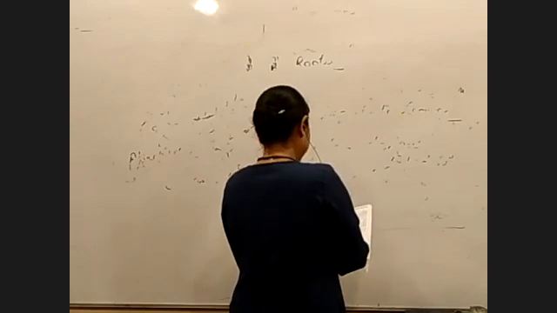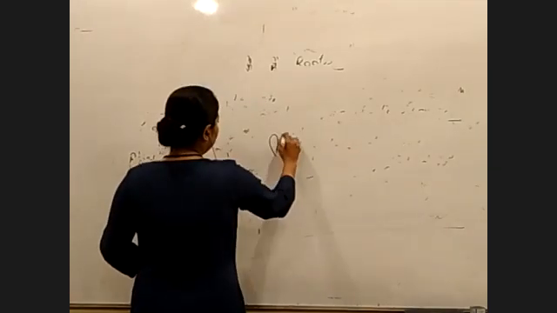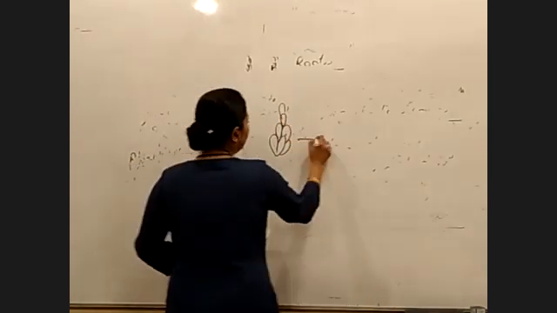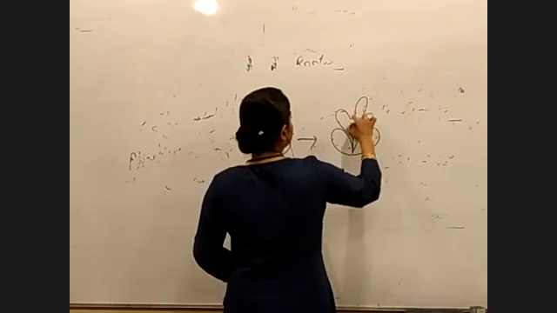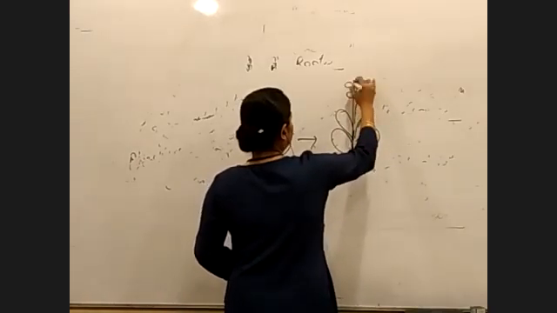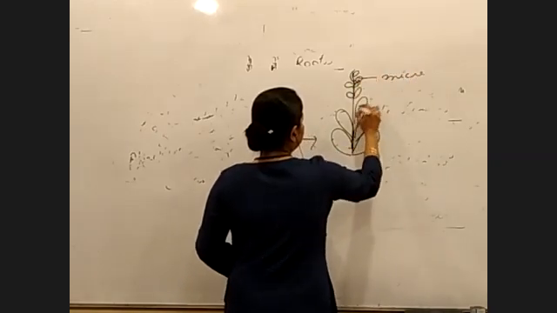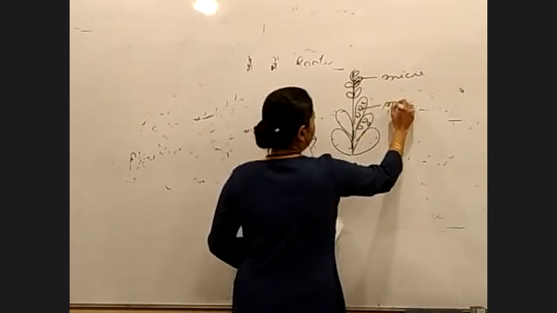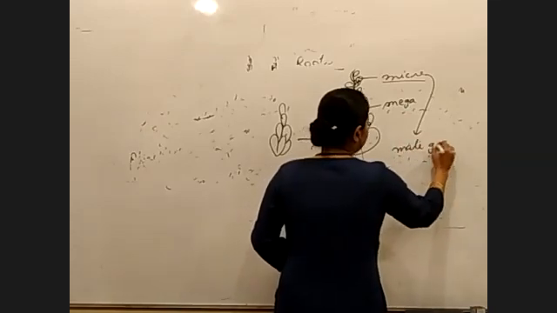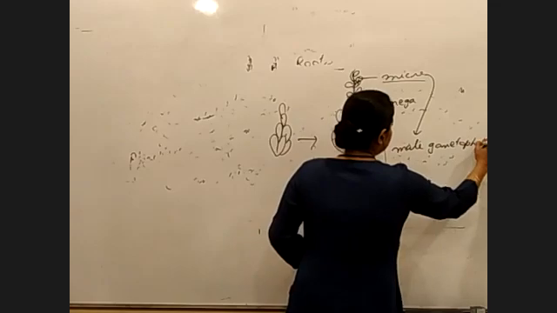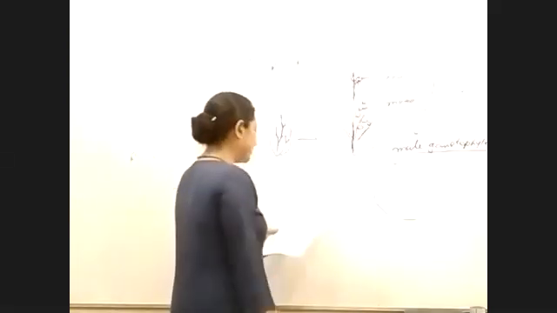I think the diagram is given. So you have the cone, which we have talked about. We mentioned the microspore and the megaspore. The microspore forms the male gametophyte. The male gametophyte is a 13-cell structure. So the total number of cells will be 13.